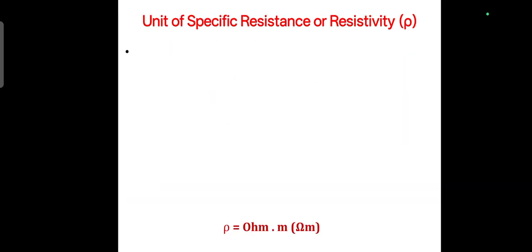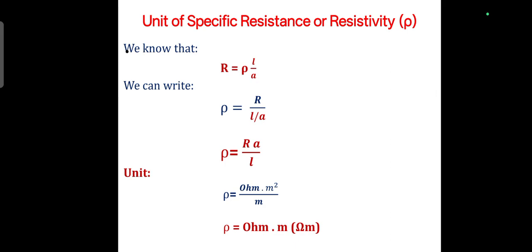So what is the unit of specific resistance? We know that R is equal to rho into L by A. So we can write rho is equal to R divided by L by A, so simply rho is equal to R into A divided by L. We know the unit for resistance is the ohm, area is measured in meter square and length in meter. So the specific resistance has the unit ohm meter.